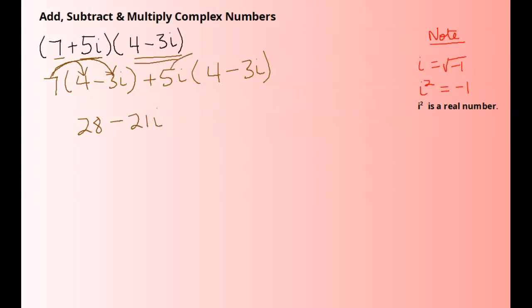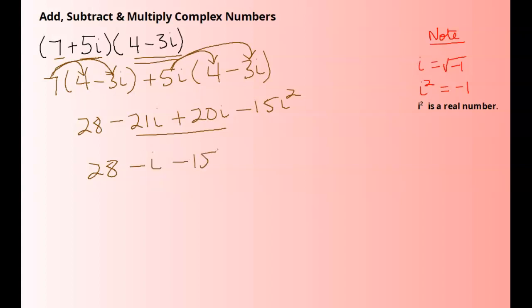We move on to here. 5i times 4 gives us 20i, times here, that's where the i squared is going to come in. So we got -15i squared. The middle ones are like terms. This is negative, this is positive. We realize that the negative is bigger, so the answer has to be negative, so -1i. And then we write 15. And the i squared is -1, so we got 28, and negative times negative becomes 15.